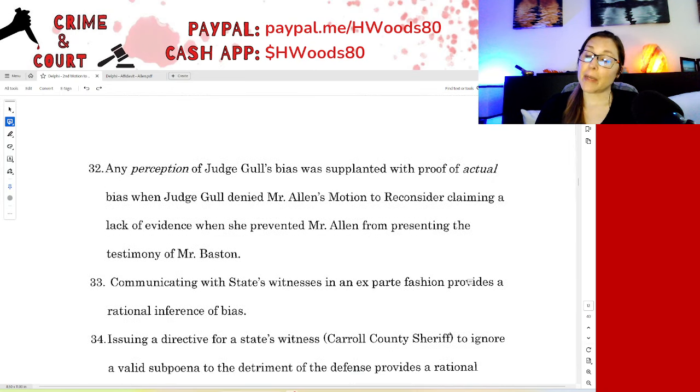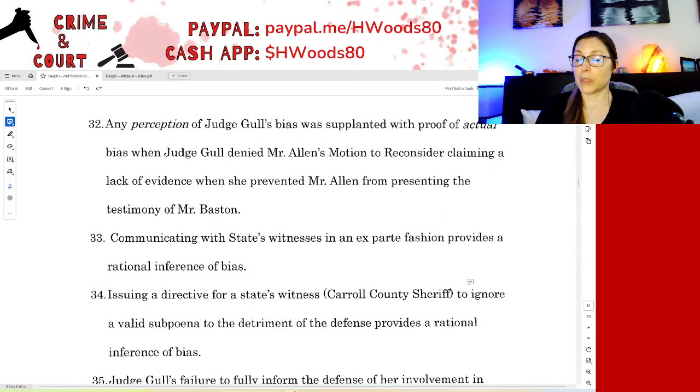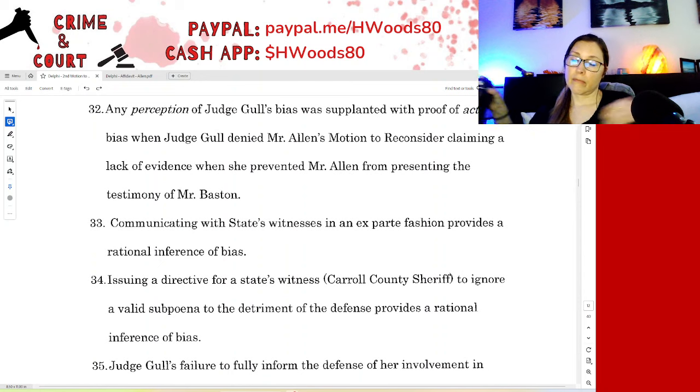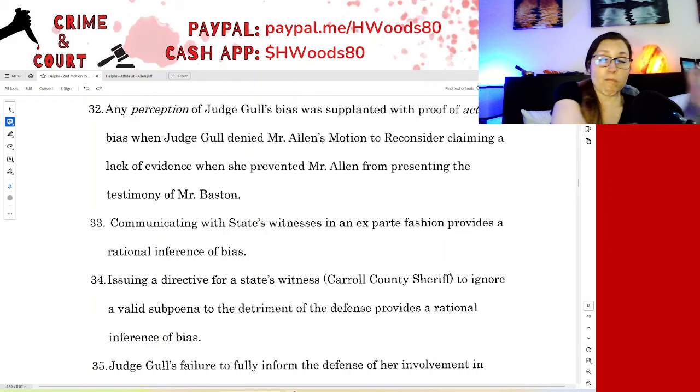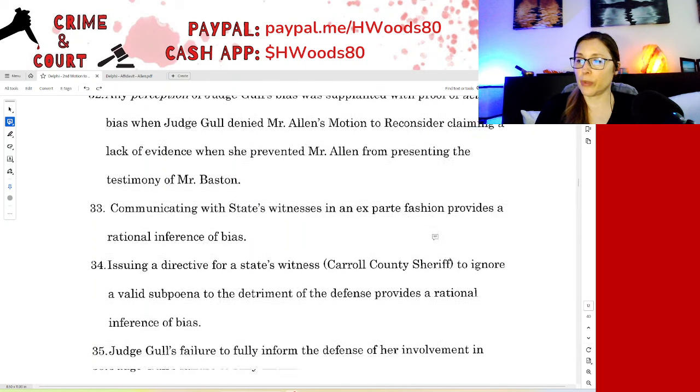Number 32. Any perception of Judge Gull's bias was supplanted with proof of actual bias when Judge Gull denied Mr. Allen's motion to reconsider, claiming a lack of evidence when she prevented Mr. Allen from presenting the testimony of Mr. Baston. So she just continues to violate Richard Allen's rights, and in here she's violating the rules of conduct, I guess, just by staying on the case with any kind of perception of bias. Whatever statute we cited before.